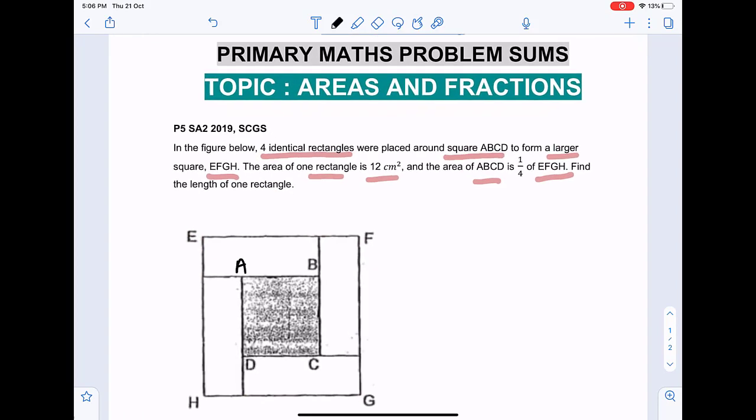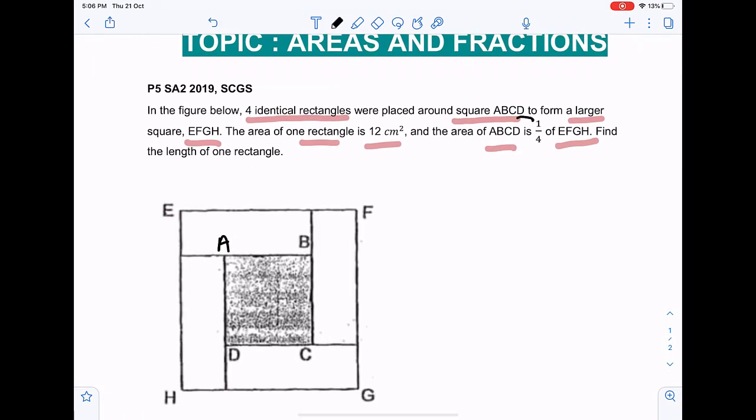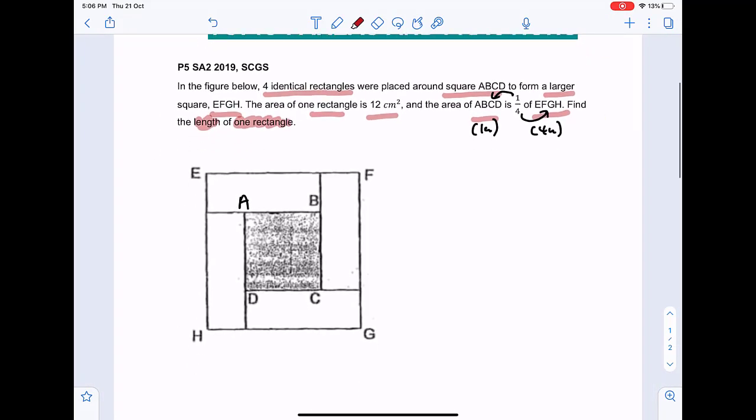So which means that we can actually assign ABCD to be 1 unit in area, EFGH 4 units in area. Find the length of one rectangle. So the question is asking us, what is this question mark? Either this or this or this or this is also fine. As long as you can find the length of one rectangle, you are able to solve this question.